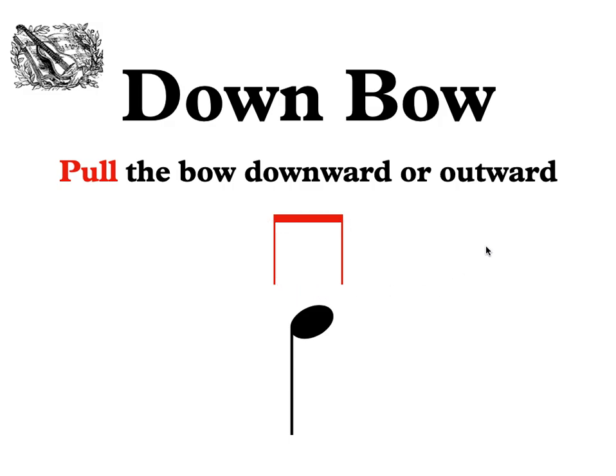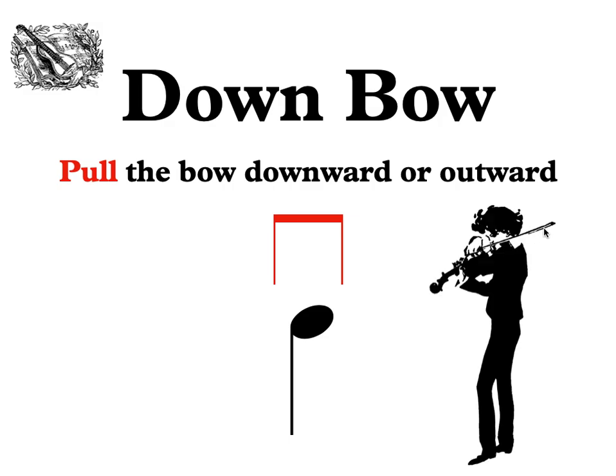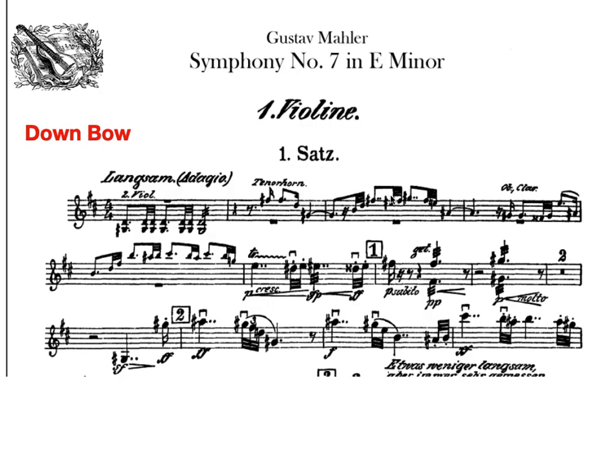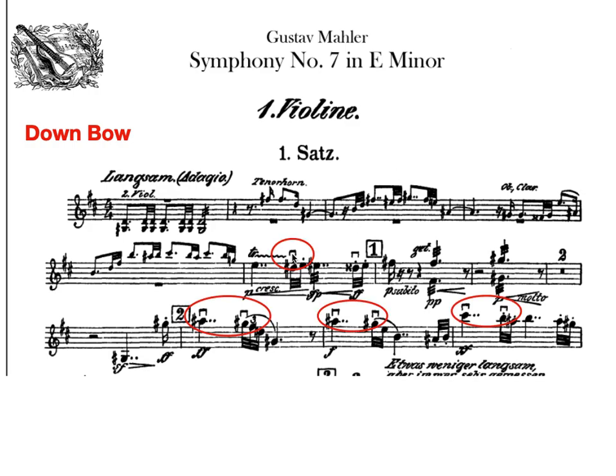Okay, so you're going to pull the bow downward or outward. So the bow direction is going to be pulled down. And if you're playing cello or bass, the bow is going to be pulled outward, and that's the down bow symbol. Okay, we're now using Mahler's 7th Symphony, and these are down bow markings here. So you start at the frog and pull down.